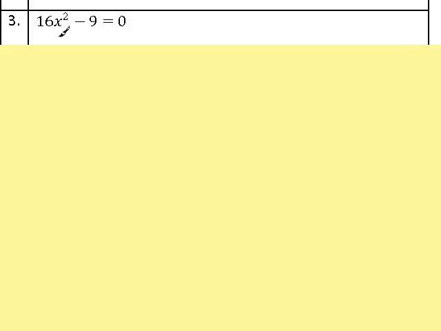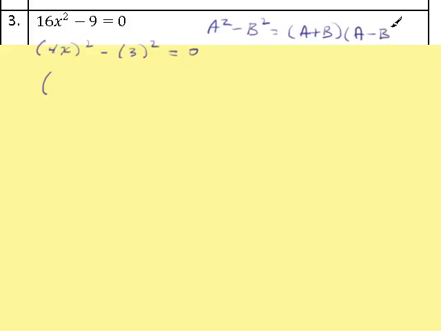This happens to be a difference of 2 squares. This is 4x squared minus 3 squared. So we could factor as a difference of 2 squares. Remember that a squared minus b squared is equal to a plus b times a minus b. So in this case, here's the a and here's the b. So we can factor this as 4x plus 3 times 4x minus 3 equals 0.